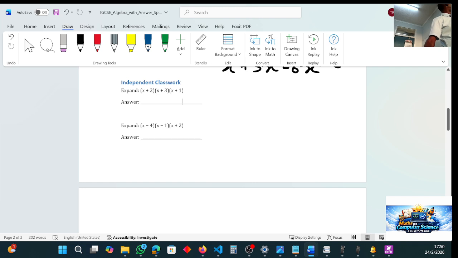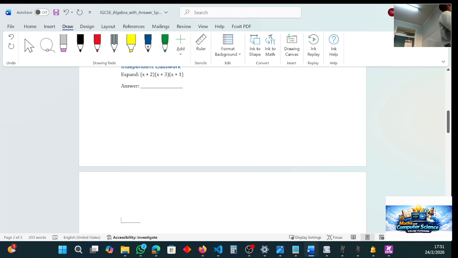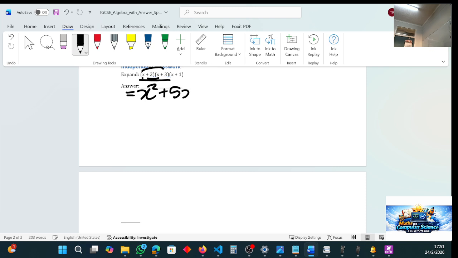Still moving, and let me try and create a bit of space here. All right, so we have this problem where we want to expand this bracket. So now these are more like solutions to an activity that's independent class work. So I'll be doing it in a quick way. That's x times x, we have x squared, and 2x here and 3x, it gives us 5x. Then 2 times 3, it gives us positive 6. That's what we have in the first bracket.